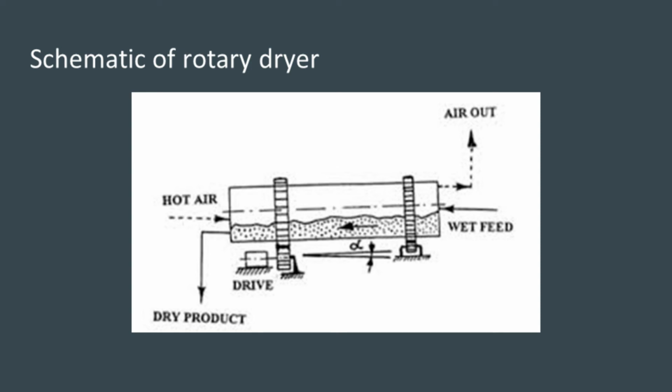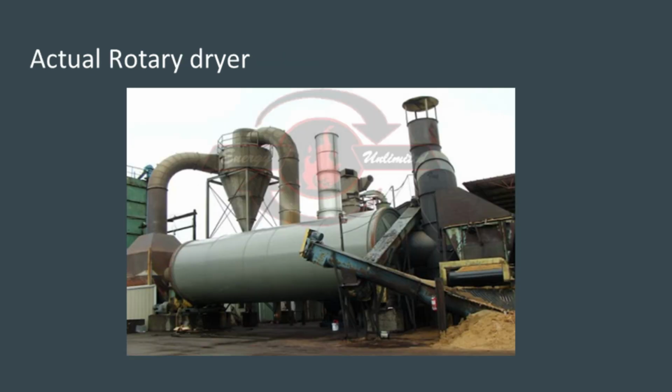The wetted feed is passed from the one end and the dry product is removed from the other end. The hot dry air is passed counter-currently from the product side and is taken out from the feed side. This is how an actual rotary dryer looks like.